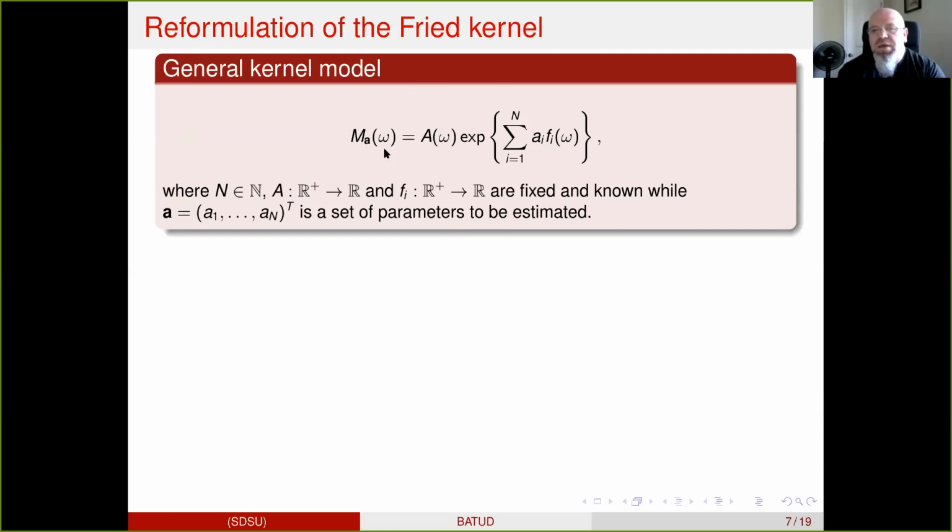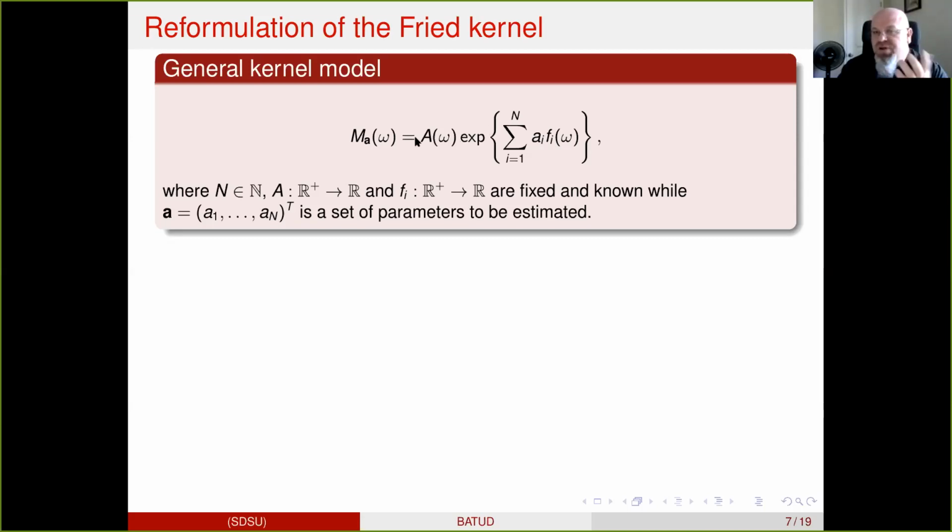So the kernel that we use is this one. Now MA of omega is A of omega times the exponential of a sum of weighted functions. Fi here is not the initial frames, it's just a function of index i. It's nothing to do with the original frames. Sorry about that, I didn't catch that.